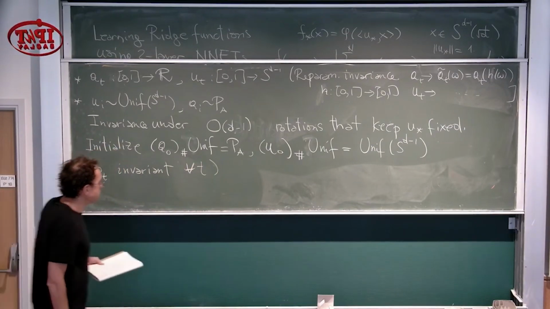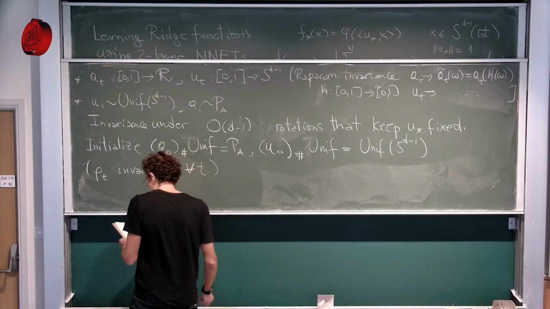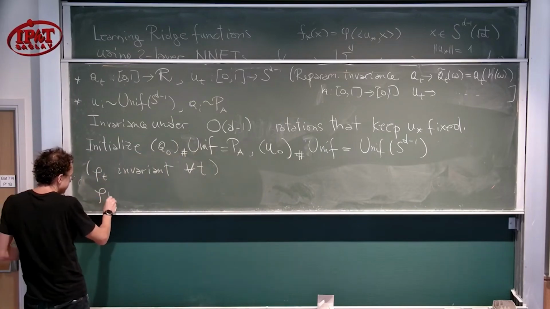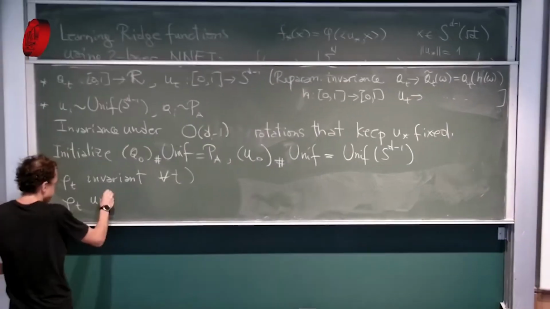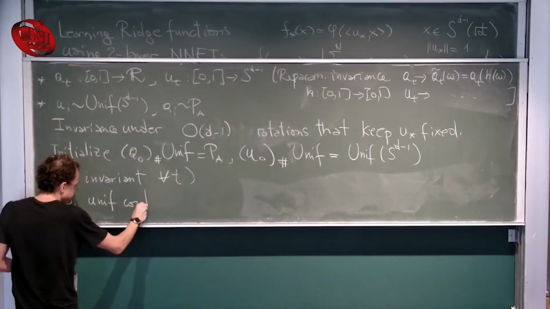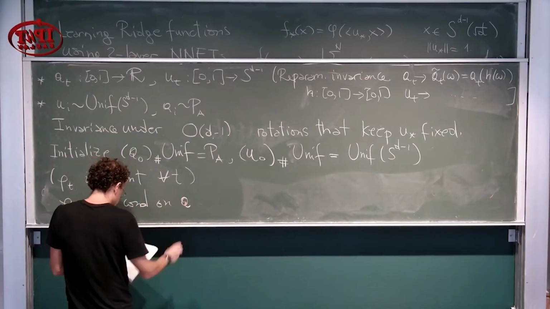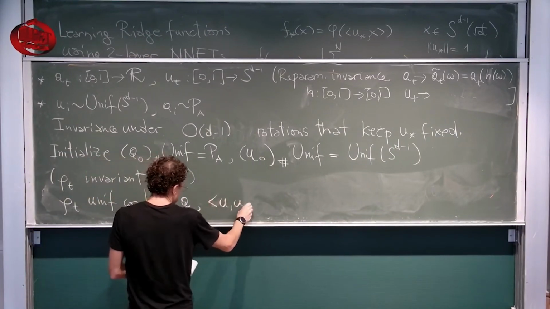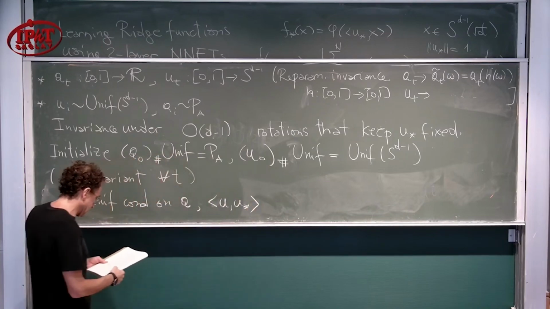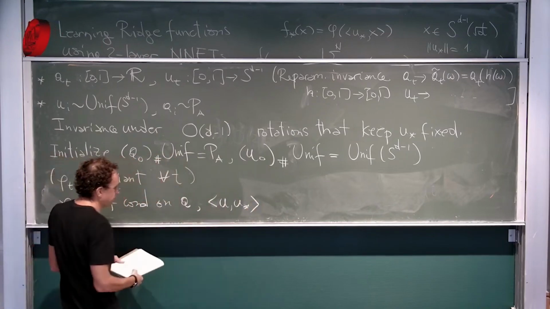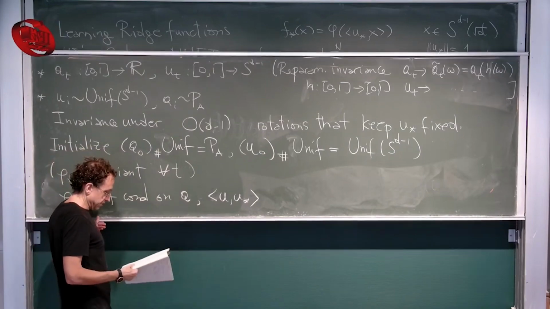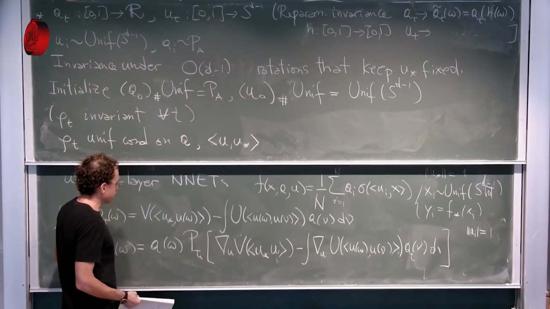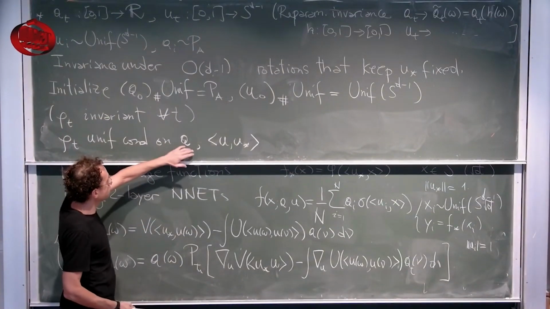And therefore this implies that I can write an evolution. A consequence of this is that rho_t is uniform conditional on a and the product of u and u star. The only thing that matters is the second layer coefficient and the projection of the first layer coefficient. So I can rewrite versions of these equations for these two objects.